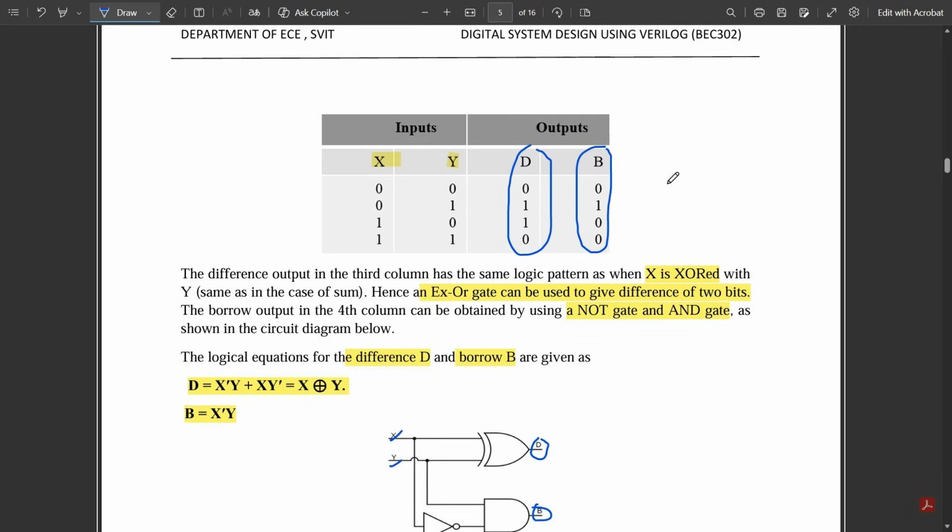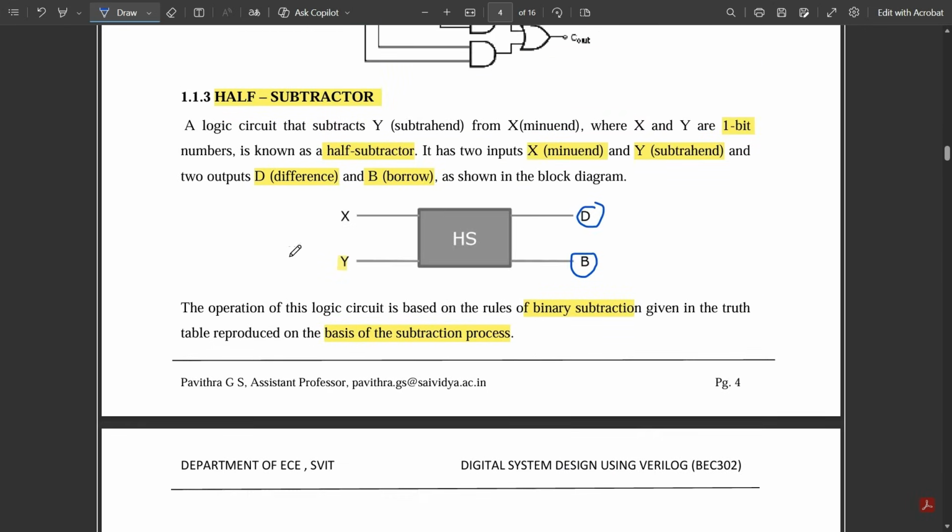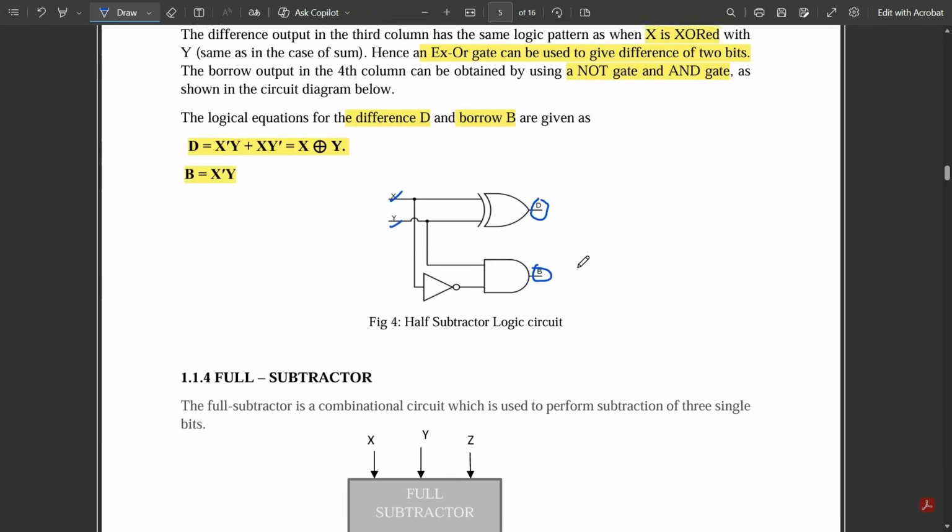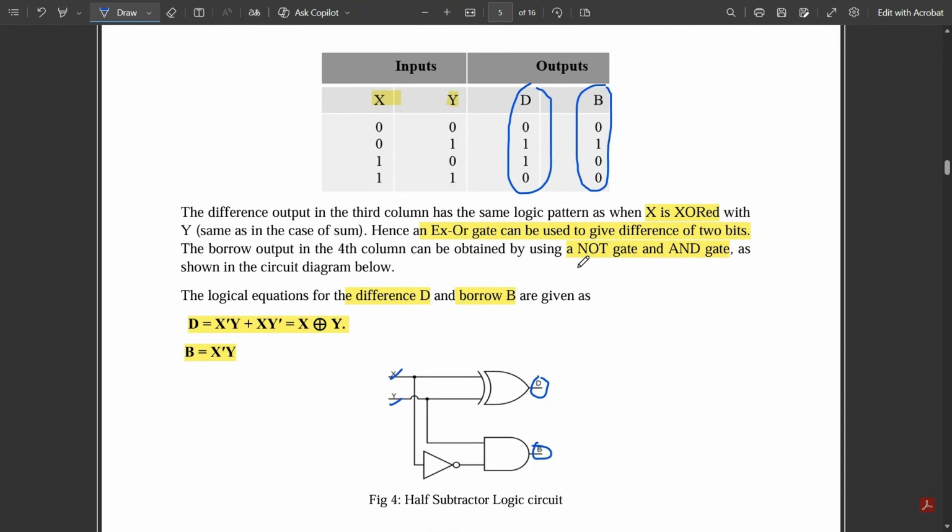subtractor. So this is the truth table, and these are the difference and borrow expressions, the truth table, and the basic definition of half subtractor. So these many things you need to note down in case they ask for the half subtractor circuit. Please note it down.